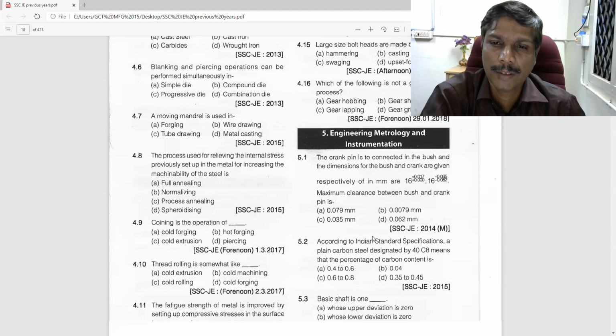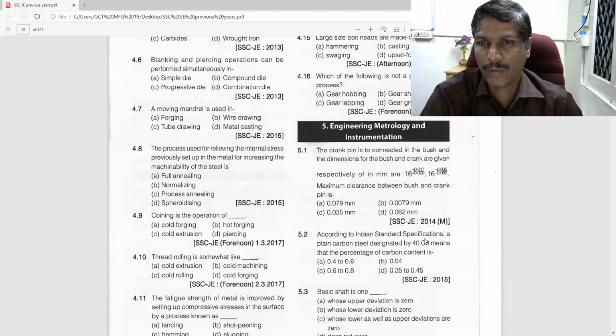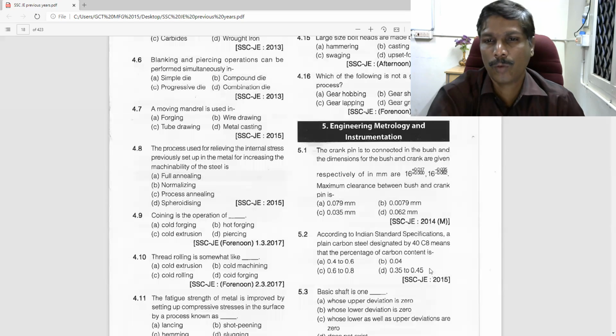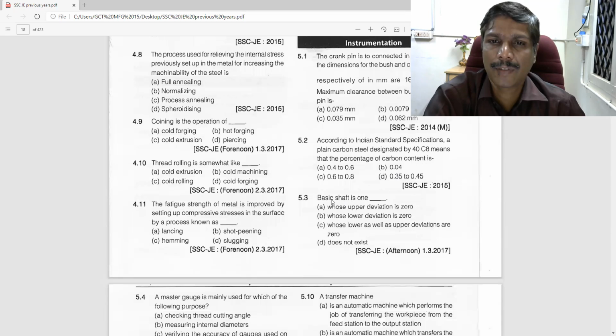According to Indian standard specification, we have some specifications for plain carbon steel 40C8. 40C8 means it represents 0.35 to 0.45. Basic shaft. What do you mean by basic shaft?